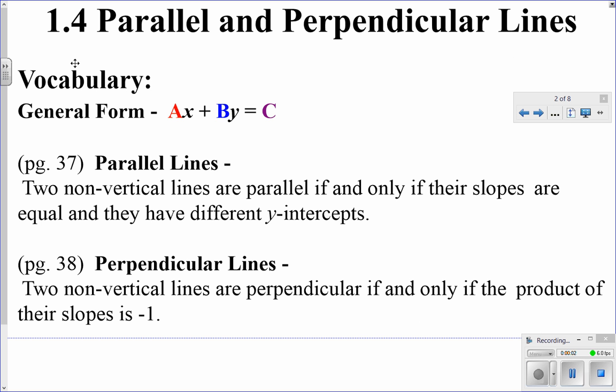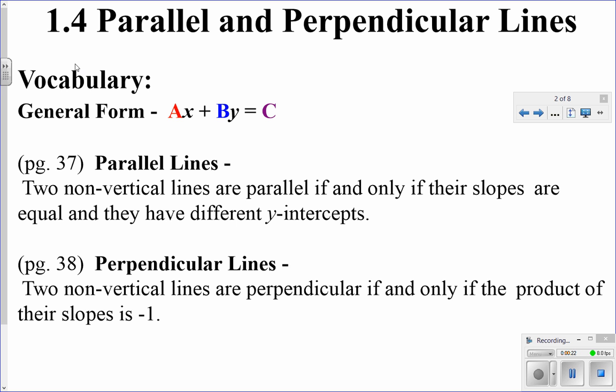All right, Mathletes, 1.4, parallel lines and perpendicular lines. So big thing today, make sure you remember the general form is ax plus by equals c. This is very useful when we're dealing with x and y intercepts, to find them, or if we're given the x and y intercepts, this is the easiest form to put it into.